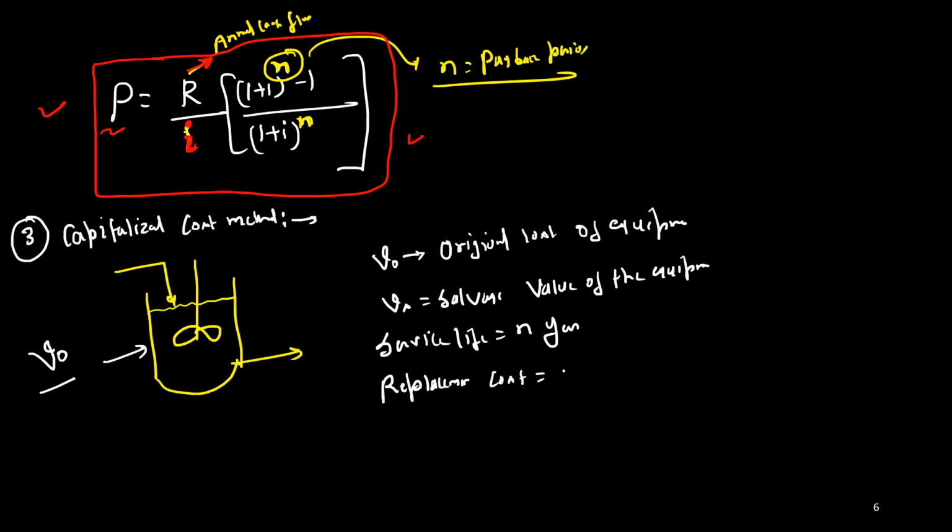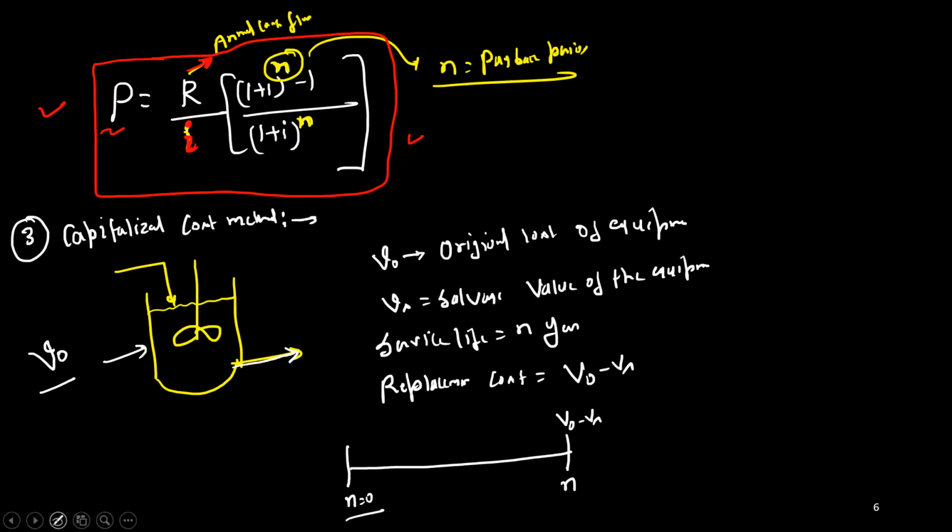So replacement cost will be equal to V naught minus Vs. Fine. So when the service life ends, you will be getting a V naught minus Vs value, right? But what amount of money will you be putting in at n equals zero when this particular instrument comes into operation?